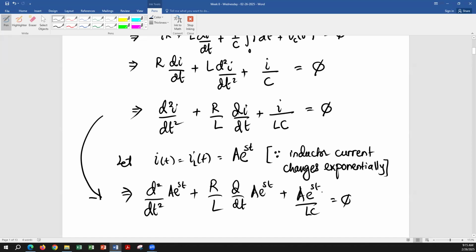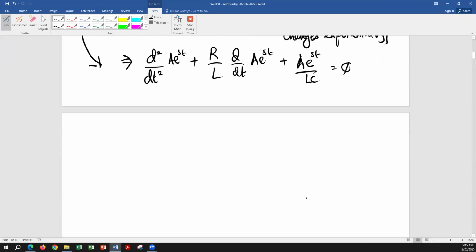And then we're going to differentiate. So what is the second order differential of A e to the power st? A is constant, of course. Yes. Go ahead. S squared e to the power st. Very good. So first order differential is going to be S e to the power st. And the second order differential is going to be one more S e to the power st. So S squared e to the power st plus R over L, the differential of this again is going to be S e to the power st, plus A e to the st over LC.